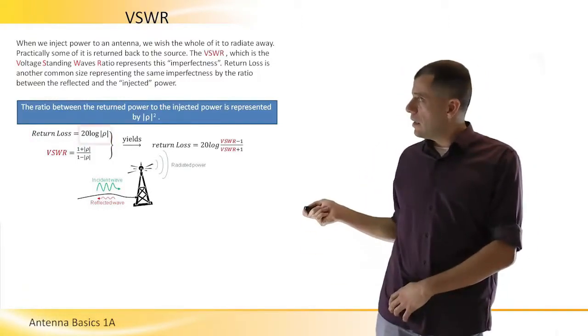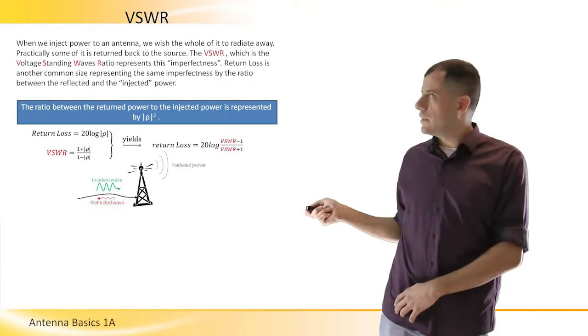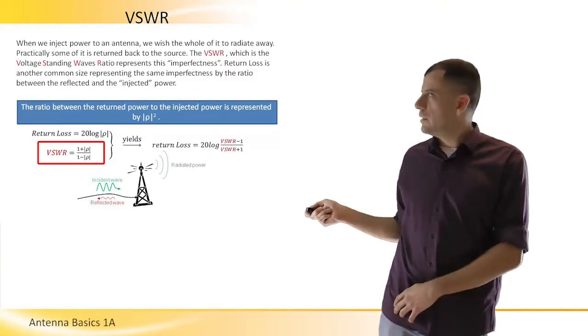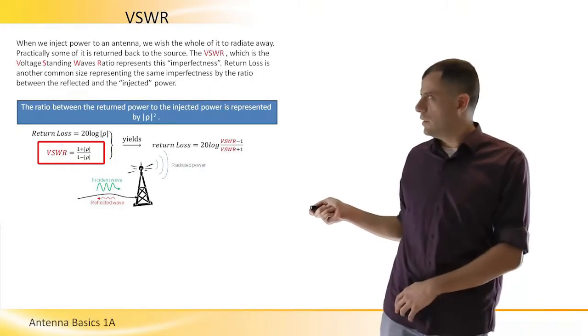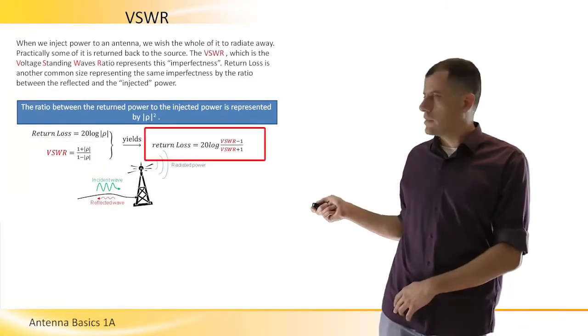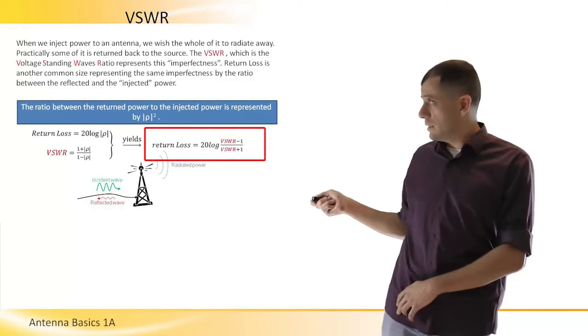We can see here how these quantities are connected to the term rho. If we take 20 log rho, then we will get the return loss. If we take 1 plus the absolute value of rho, divided by 1 minus the absolute value of rho, then we will get the VSWR. Of course, because they are both dependent on rho, we can have a formula that connects them too. The return loss is 20 log of VSWR minus 1 divided by VSWR plus 1, as indicated here in this formula.